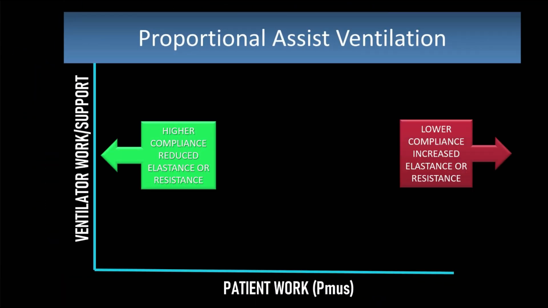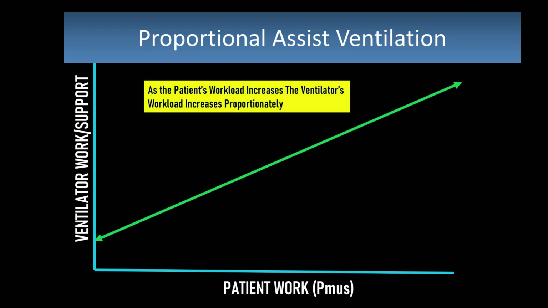Now remember this particular graph. Ventilator work on the y-axis, patient work on the x-axis. What happens in proportional assist is this. As the patient's workload increases, the ventilator's workload increases proportionately. The harder the patient works, the harder the ventilator works. The harder the ventilator works, the harder the patient.